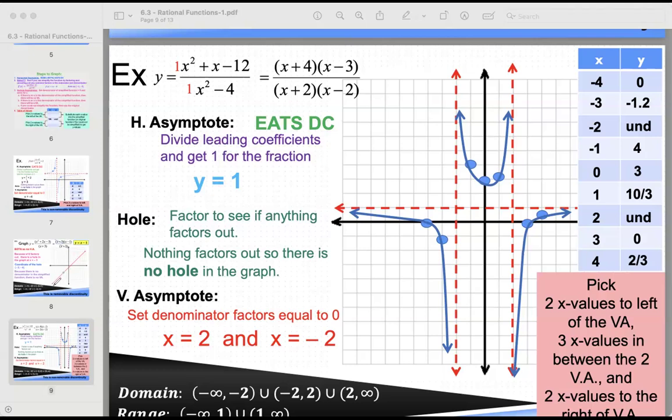Wait, so if on the bottom there's an x squared, then there's going to be two vertical asymptotes? Not really. Vertical asymptotes are determined by how many factors there are in the denominator. How many factors are in the denominator? Two. So there you have two vertical asymptotes. You got it?